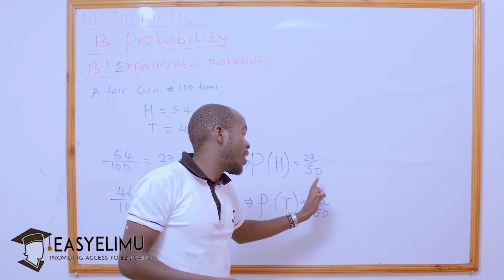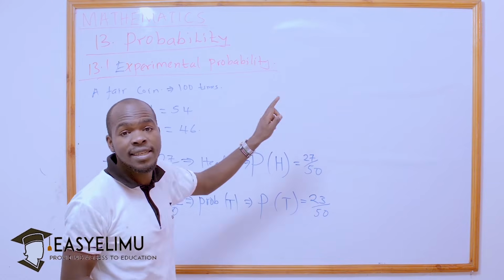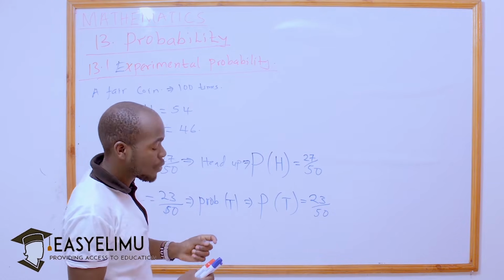Hence, what we are referring to is experimental probability, because the tossing has been done many times and by observation. So that is experimental probability.